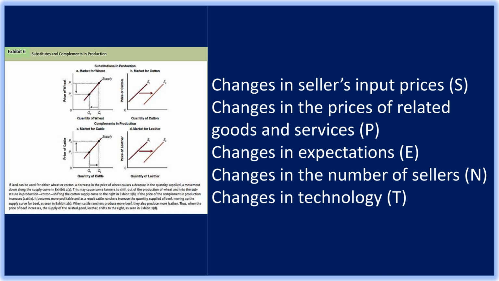S stands for changes in sellers' input prices. P stands for changes in the prices of related goods and services. E stands for changes in expectations. N stands for changes in the number of sellers.